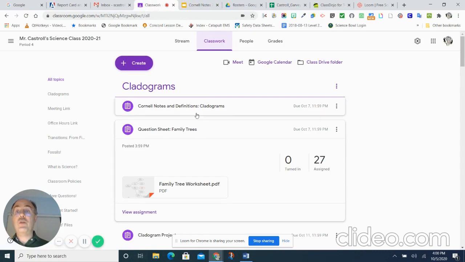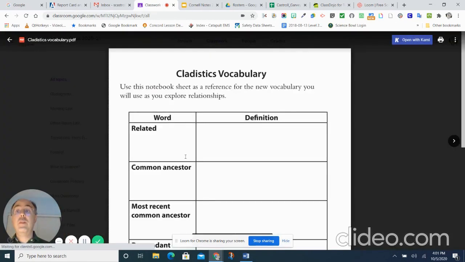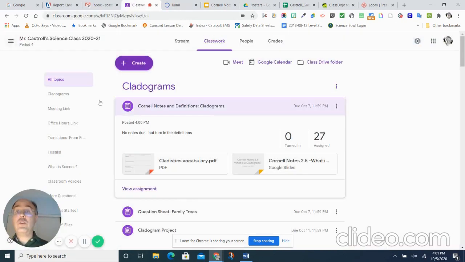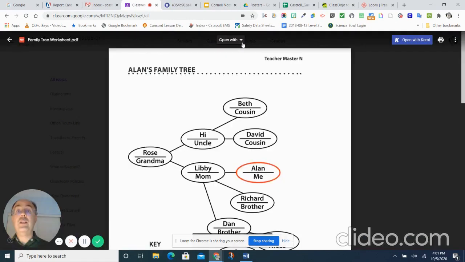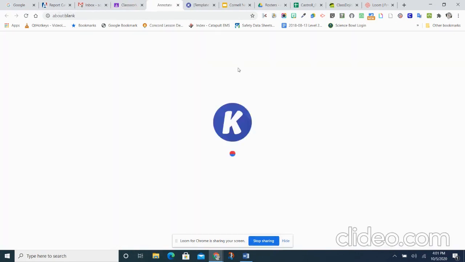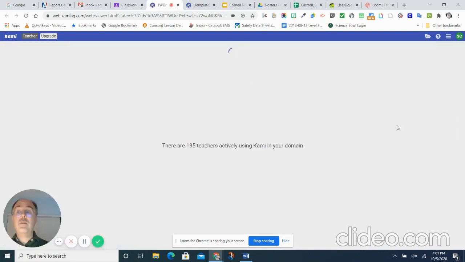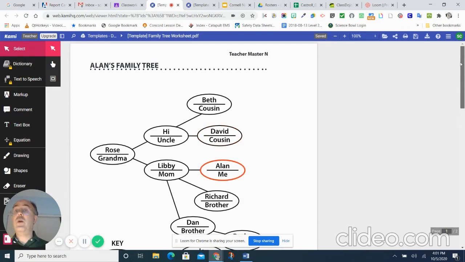They're the top two assignments in cladograms. So you're going to open this one, cladistics vocabulary, and you open it in Kami. And you're also going to open this one, family trees. And again, you'll need to open it in Kami. The questions. So the first page is the family tree, the second page is the questions.